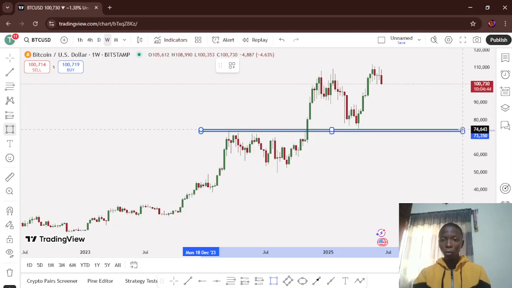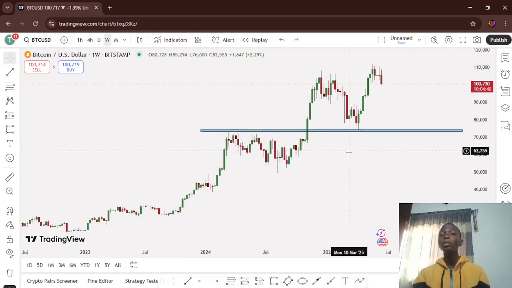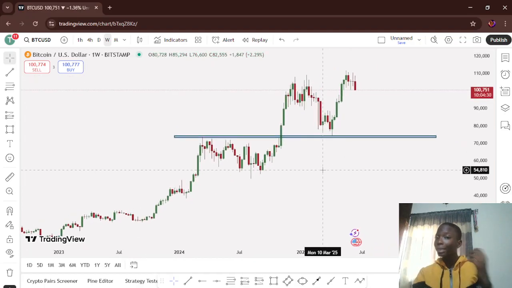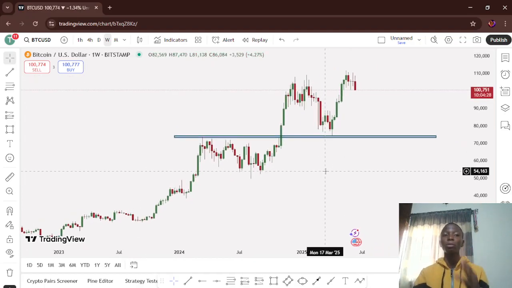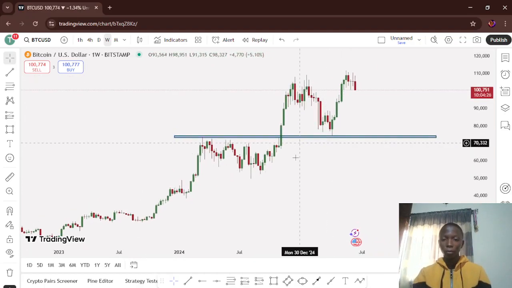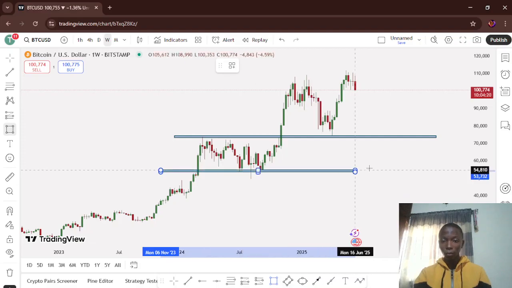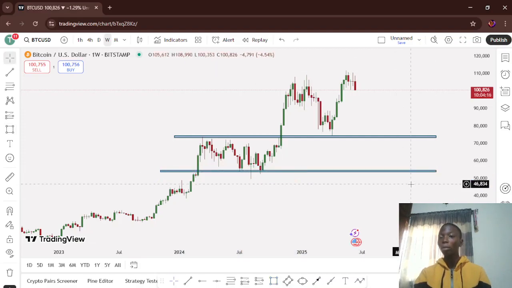I know people are wondering how I plot my key levels. I just check where price has touched the most, where price has touched and reacted. That is how you plot your key levels. Significant places where price has touched, not minor zones. These are major zones. These are major key levels I'm talking about here. I plot them so nicely.